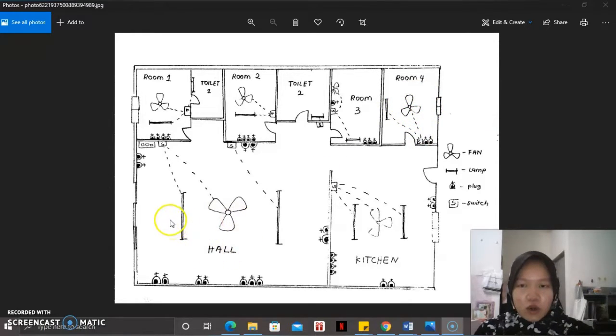So next, this is the hall. There are two lamps and one ceiling fan. So for this switch, one switch controls the lamp and one switch controls the fan. So for this lamp, this switch will control this lamp. So next is kitchen. There are two fluorescent lamps and one fan. So one switch controls this lamp, one switch controls the fan, and one switch controls the other lamp. So that's all for my house plan.